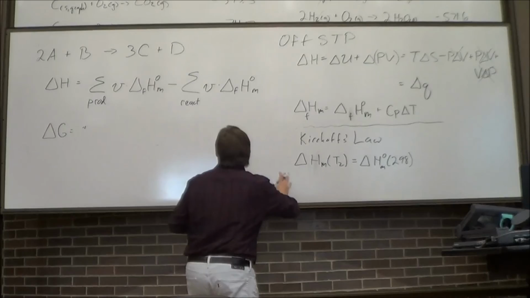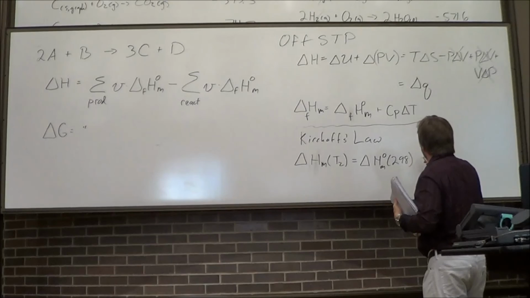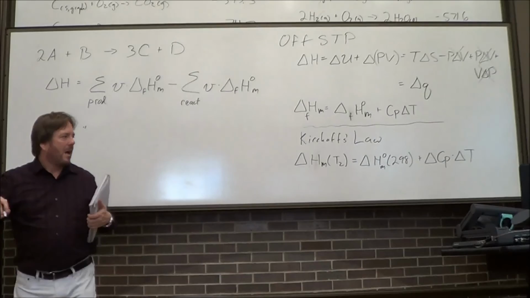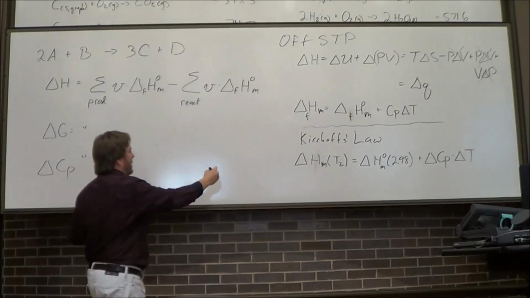Okay, so you've done this from the numbers in the table in the back of the book, and that's right here. And again, instead of adjusting everything, what you do is you multiply delta Cp times delta T to get the delta H at the non-STP temperature. Okay, and delta Cp is this jazz up here, exact same thing.